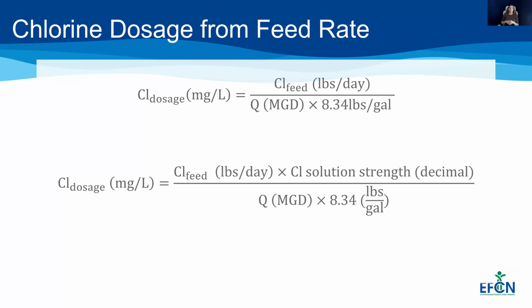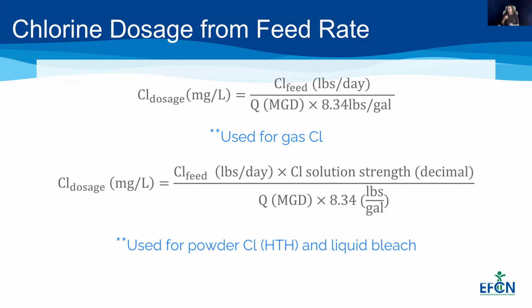Chlorine dosage can be calculated as the feed divided by the flow and that conversion factor, or if it's in HTH, that first one would be for gas, and then if it's in HTH, or even if we're using liquid, we can use that decimal, or we can use the solution strength to adjust this as well. We would add the solution strength on top of that. So the dosage would be our feed multiplied by our solution strength divided by the product of the flow and the conversion factor. Like we said, that's used for the HTH or the liquid bleach.